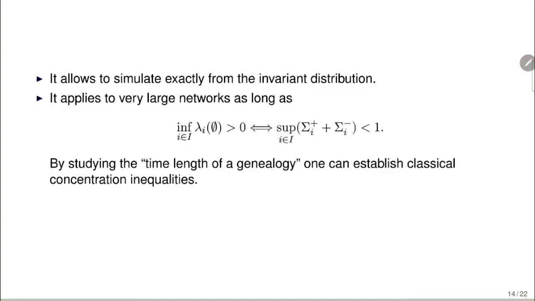So to sum up what we have seen about perfect simulation algorithms, they allow us to simulate exactly from the invariant distribution of the process, and it applies to very large networks as we saw here in the Hawkes model, as long as the condition of proposition 512 holds, which is highlighted here. Also, something that I won't discuss in this lecture, but is discussed in detail in the book, is that by studying the time length of a genealogy, one can establish classical concentration inequalities for these space-time models, and this is very useful, as we will see when we discuss lasso methods for partially observed networks of neurons.